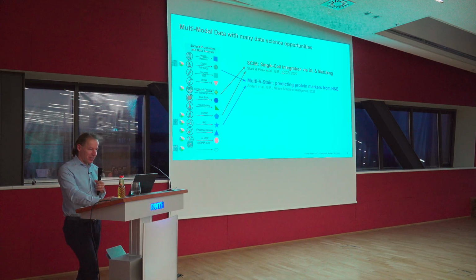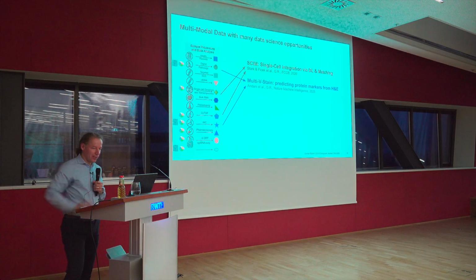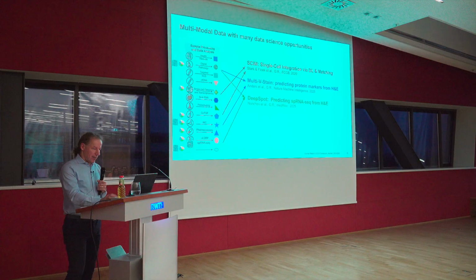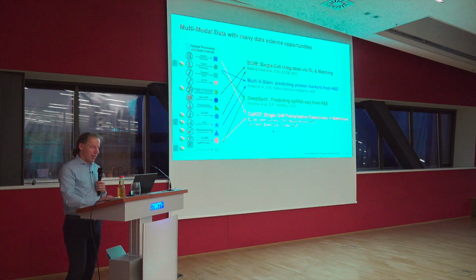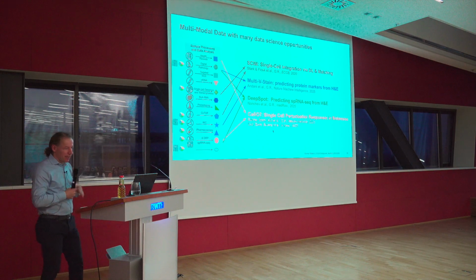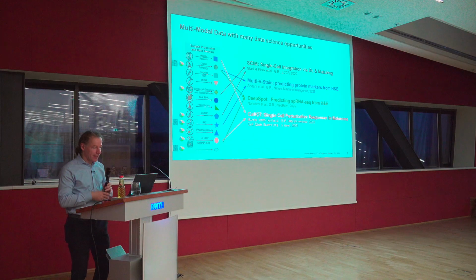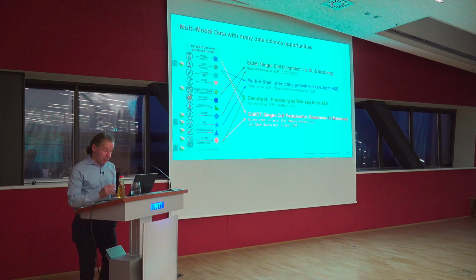Then there's multi-V stain, which we later called histoplexer, where we predict protein markers from H&E. Then DeepSpot, which predicts spatial RNA from H&E. I will talk about these two. Then CellOT, which is about single cell perturbation responses in melanoma. I would like to mention briefly what we do here.